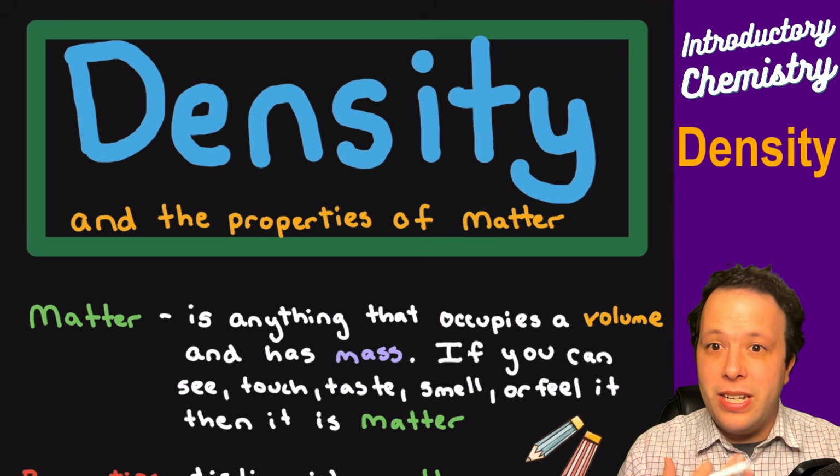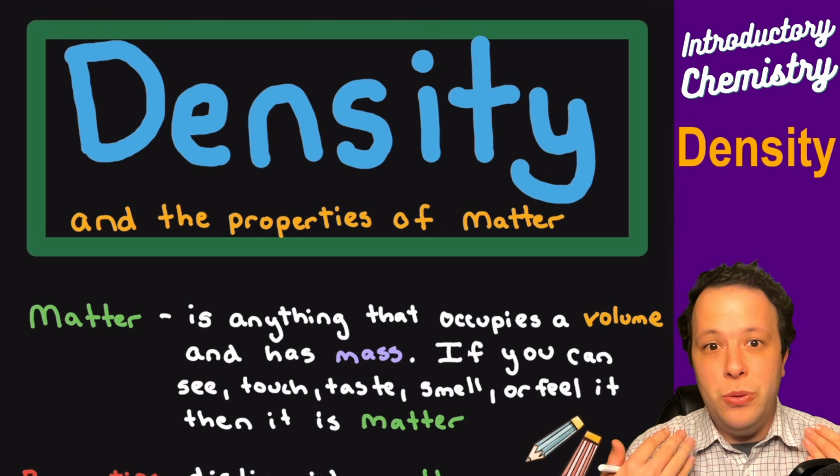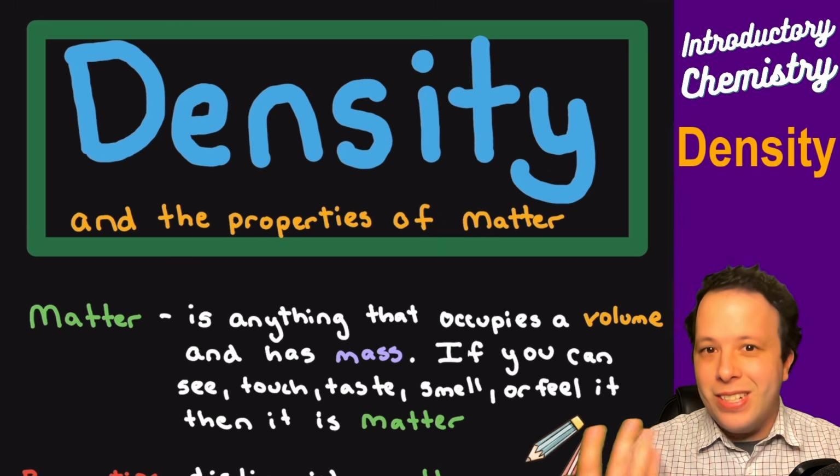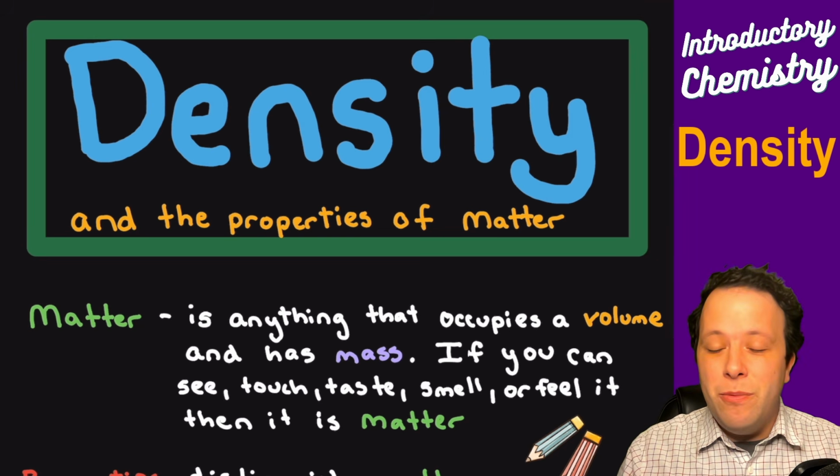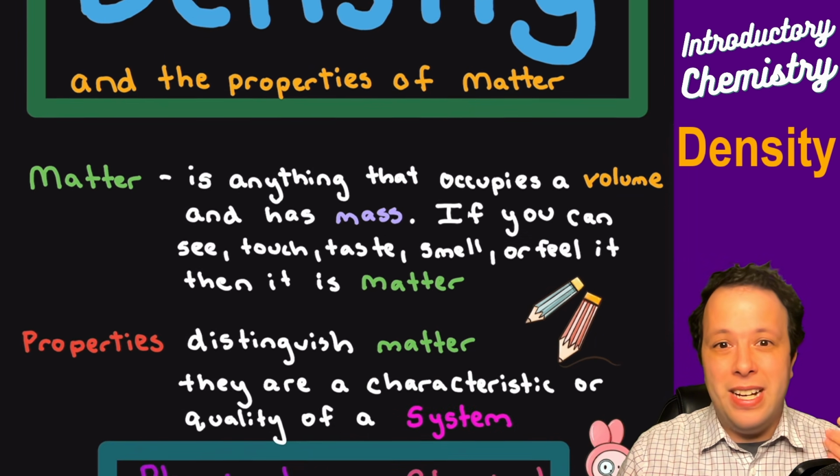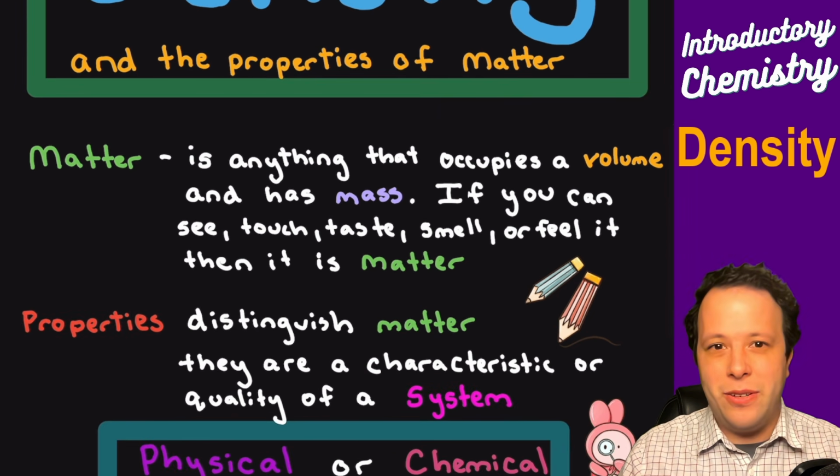Now, how else can you tell if it has matter? It's something you can actually make observations about to see it. You can touch it, you can taste it, you can smell it, feel it. Because of that, that's what describes it as matter. So it's something you can interact with.